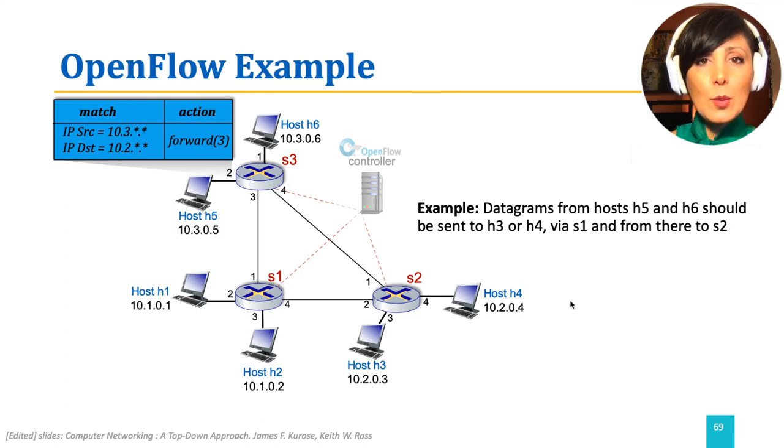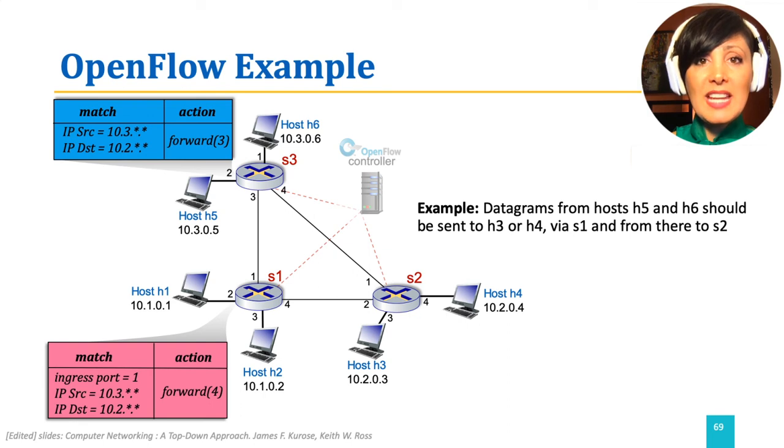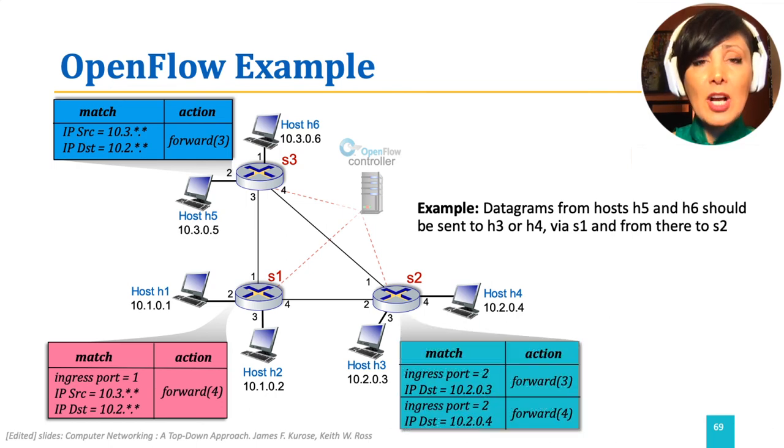At S1, we need a similar matching pattern with the action set to forward the datagrams to port 4. Note the additional matching pattern, including ingress port to ensure that the packets are coming from S3 on ingress port 1. At S2, we need a similar matching pattern on the ingress port, ensuring datagrams are coming from ingress port 2 connected to S1, with more specific rules on each of the destinations that forward the packets to each of the H3 and H4 through the port they are connected to the router.